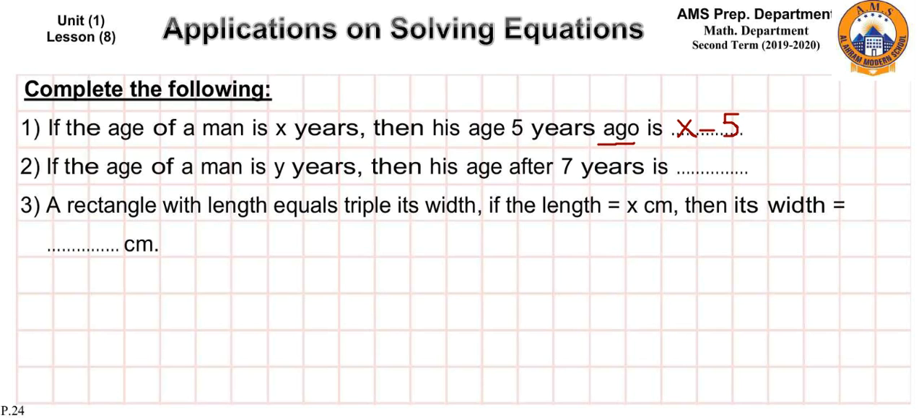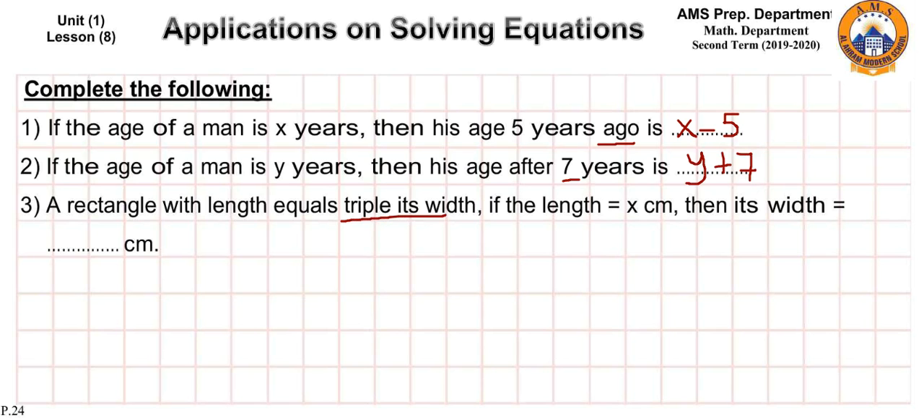Exercise number 2. If the age of a man is Y years, then his age after 7 years is. We will write the age of the man, which is Y, and the word after means that we will do plus 7.